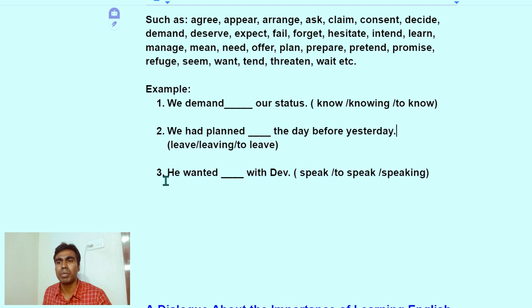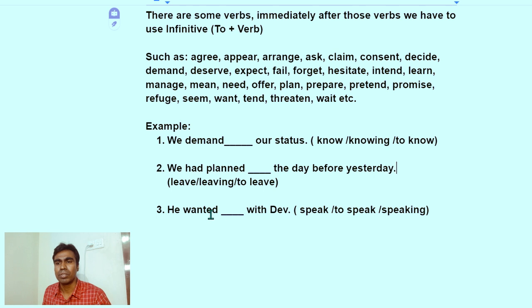Number three: he wanted blank with Dev. Options are speak, to speak, speaking. So we have to put to speak here. He wanted to speak with Dev. That means he wanted to meet with Dev.